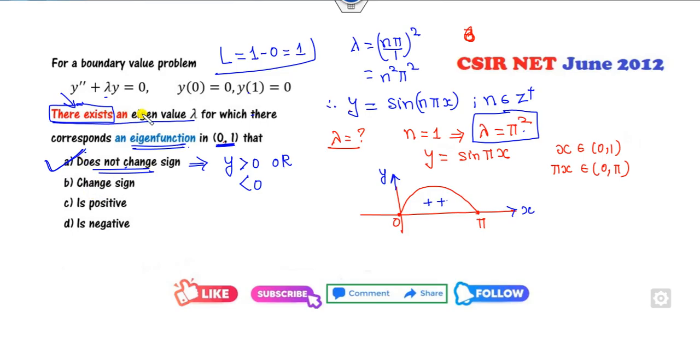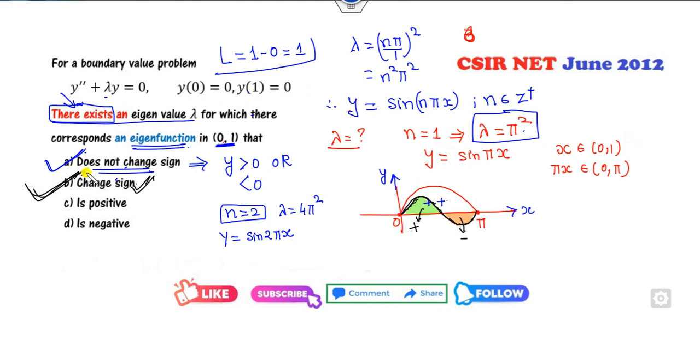Second case, is there any value of lambda so that it can change the sign? Yes, that means it is either positive or negative. If I choose n as 2, then lambda will be 4 pi squared. Then the solution will be sine of 2 pi x. Fine. So can you draw the graph of sine 2 pi x? This is the graph of sine 2 pi x. Now clearly in this part the value is positive, while in this part the value is negative. So that means it changes the sign.